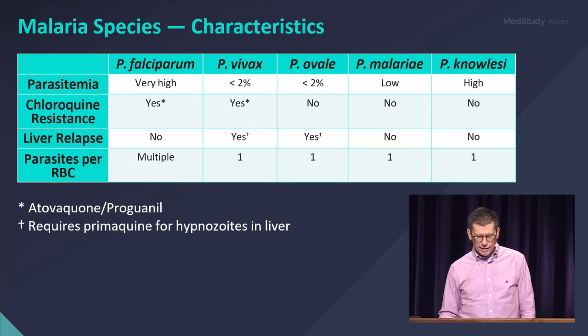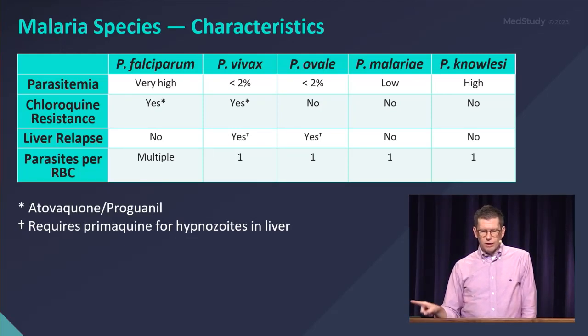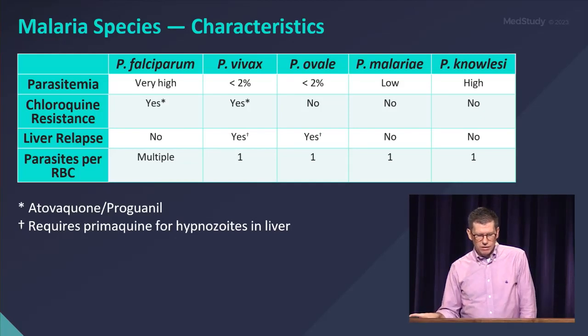A couple of things I wanted to highlight. With Falciparum, you're typically going to have a very high parasitemia, and you're going to have chloroquine resistance. Vivax and Ovale are the ones that can have liver relapse because of the hypnozoites in the liver, so you want to make sure they get primaquine. And then Falciparum is also going to have multiple parasites per red blood cell.